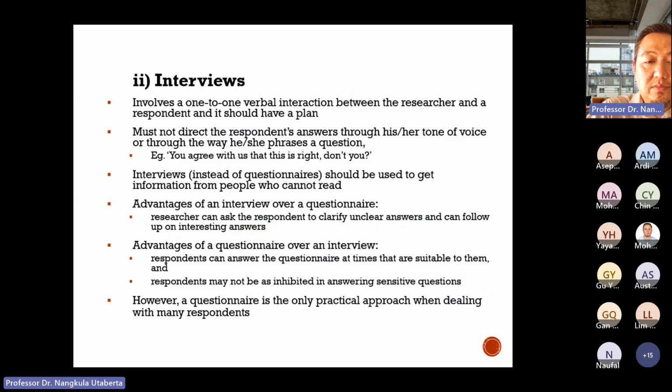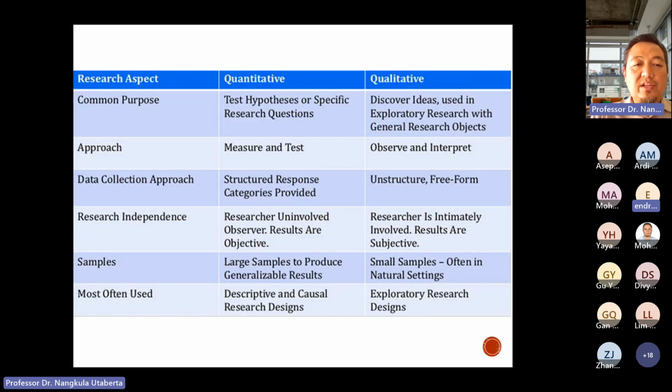Okay, there's an advantage of the interview over the questionnaire. You can clarify. If you're not clear about the respondent's answer, you can ask them again. That's the beauty of the interview. But at the same time, there's also an advantage of the questionnaire over the interviews: you can get lots of responses in a very short period of time. I think that's very important.